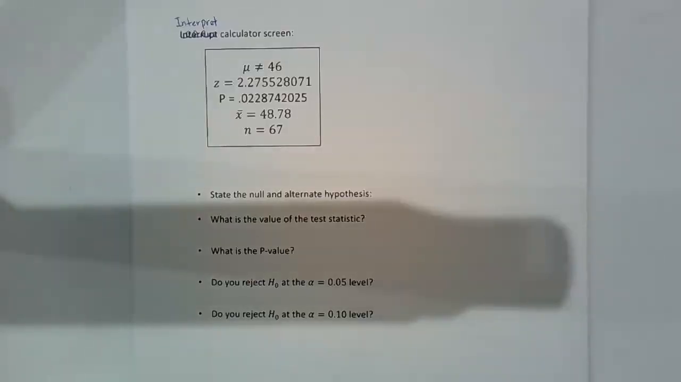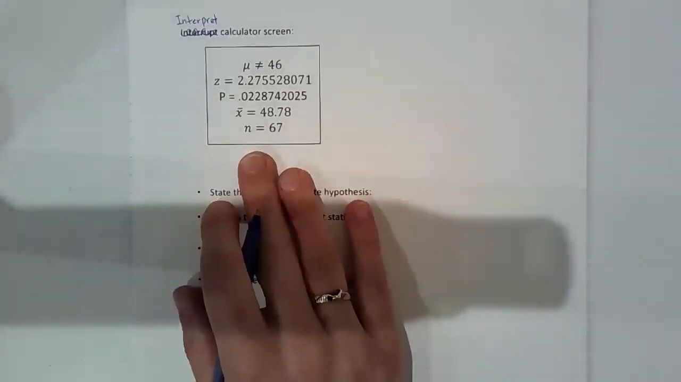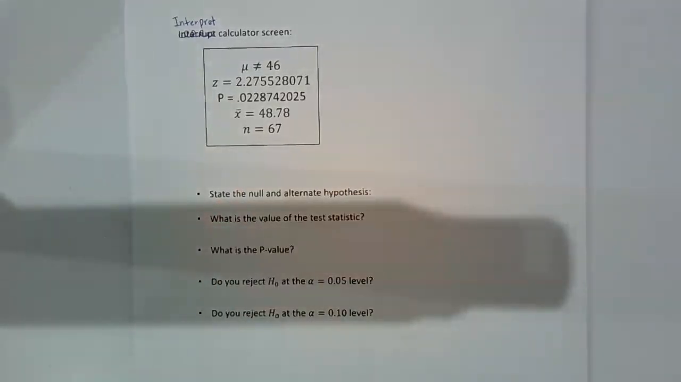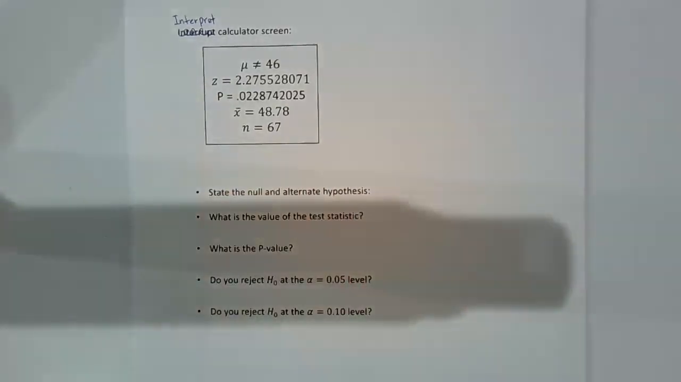Hi, this is Ms. McLean, and this is going to be a quick video about interpreting the calculator screen. Regardless of whether you're using the TI-83, 84 calculator or the TI-30, you're going to have a similar problem to this on your test, and they usually put one like this on the final as well. So that's why I decided to make a little mini video of an example of this problem.